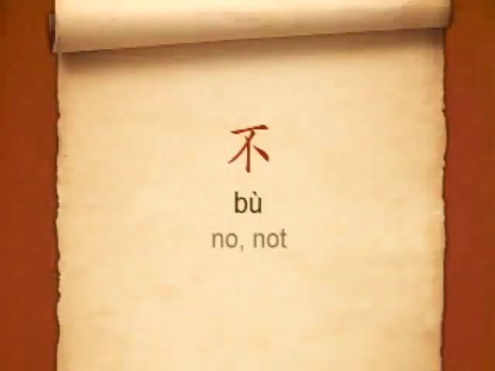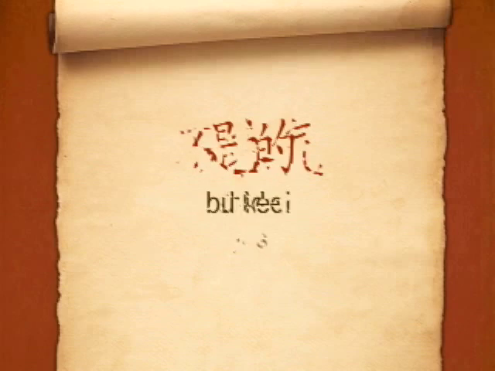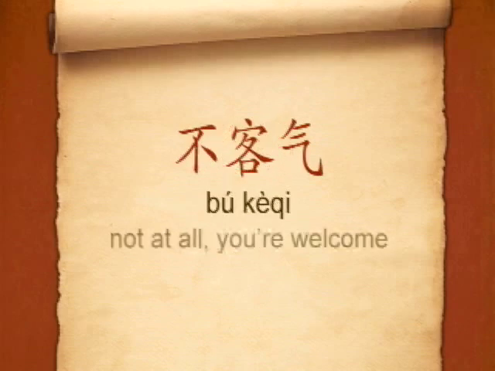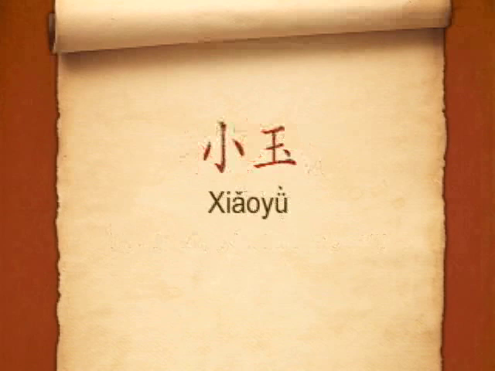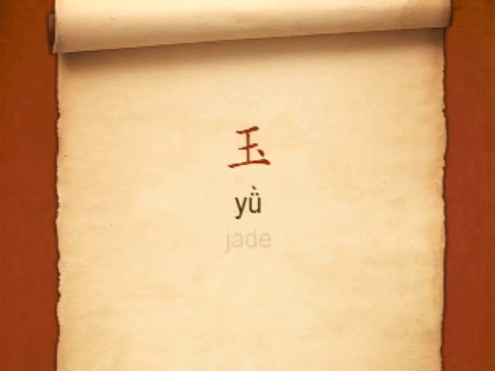The vocabulary for this lesson included the words 不, meaning no or not, and 是的, meaning yes. The phrase 不客气, meaning you're welcome, not at all, or don't mention it, was also included. You also learned the new name 小玉. 小 means little or small, and 玉 means jade or precious stone.